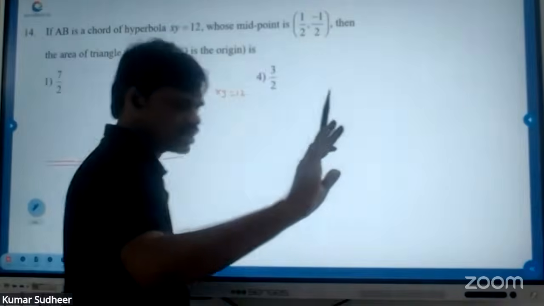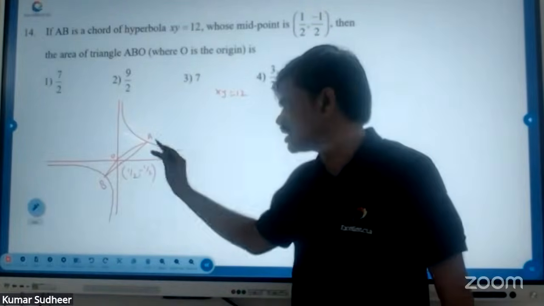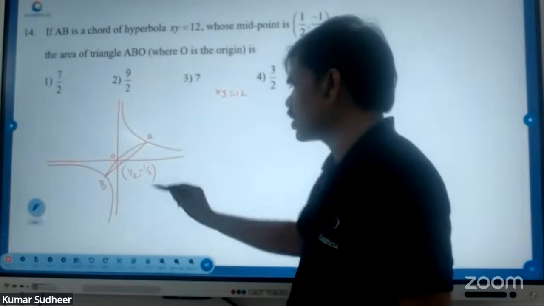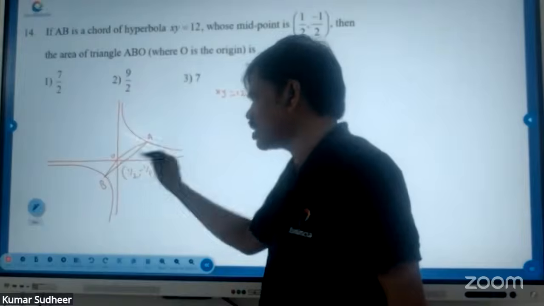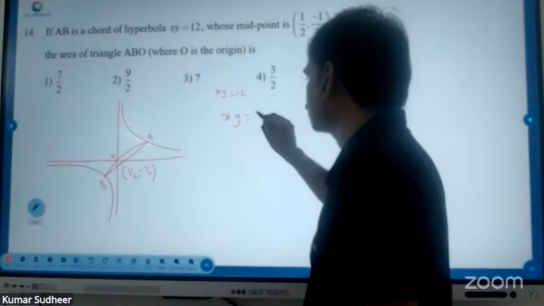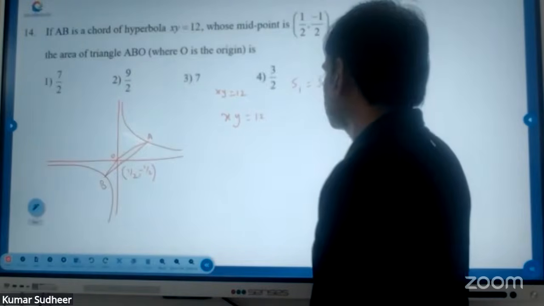So you can go by two procedures. This also you can solve in two procedures. You can take the parametric form and get the points A and B. I'm going to do it by this one. Since the midpoint of the chord is known, we can find the equation of the chord. xy is equal to 12. What is the equation of the chord whose midpoint is given? S1 is equal to S11.